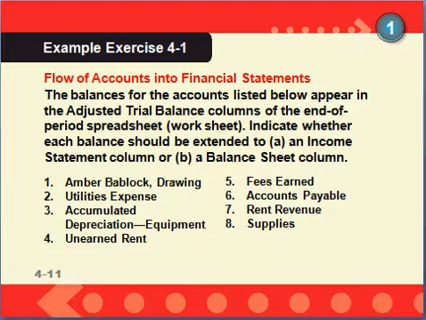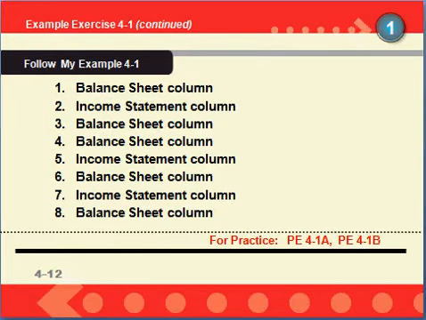Unearned rent is a liability, so it would go in the balance sheet column and it would be in the credit column. Fees earned, of course, we know that's an income statement account, and it would be in our credit column. Accounts payable is another liability account, so it would be in the credit column of the balance sheet. Rent revenue is another revenue account, just like fees earned, so it would be in the income statement in the credit column. And then supplies, of course, is an asset, and it would be in the debit column of the balance sheet account. And this just shows the answers to those.